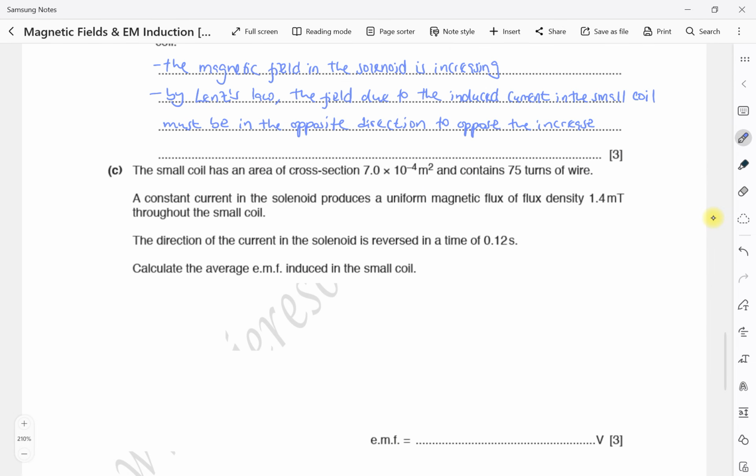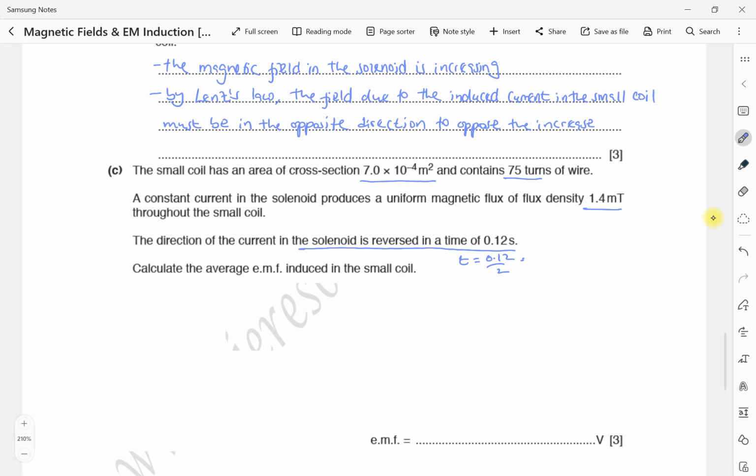A small coil has an area of cross-section 7.0 times 10 to the power of minus 4 meters squared and contains 75 turns of wire. A constant current in the solenoid produces a uniform magnetic flux of flux density 1.4 milliteslas throughout the small coil. The direction of the current in the solenoid is reversed. Current is reversed in a time of 0.12 seconds. That means time from 0 to maximum is 0.12 divided by 2 seconds. Calculate the average EMF induced in the small coil.